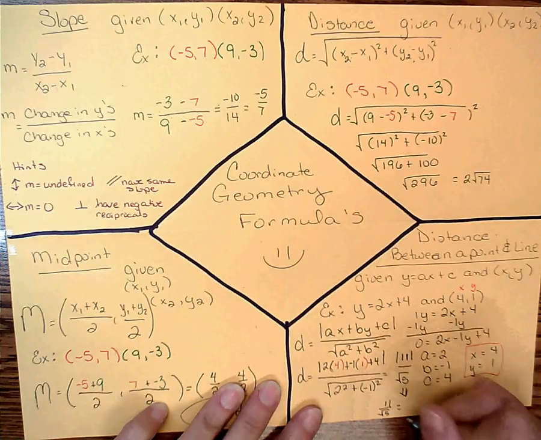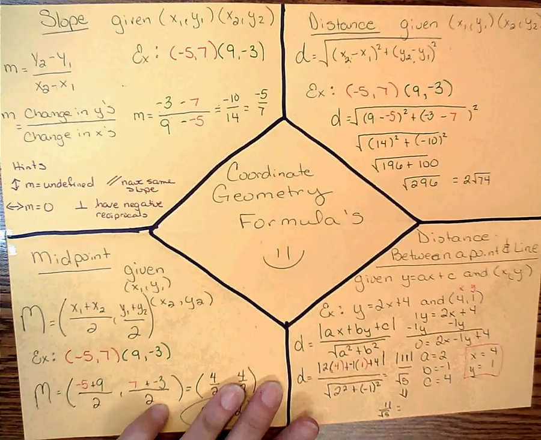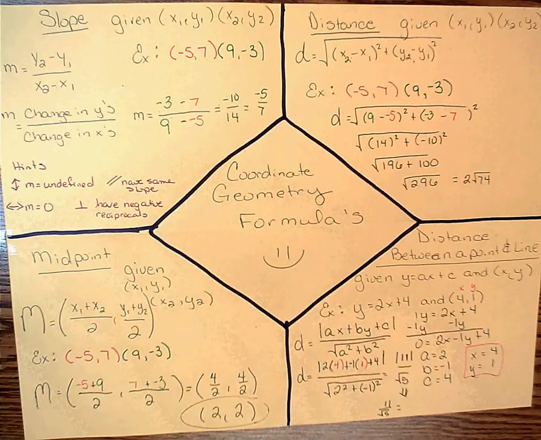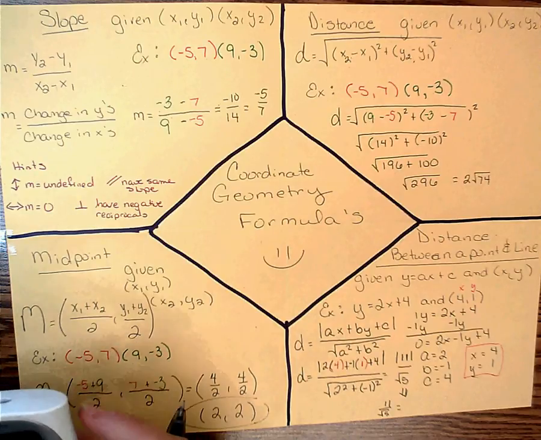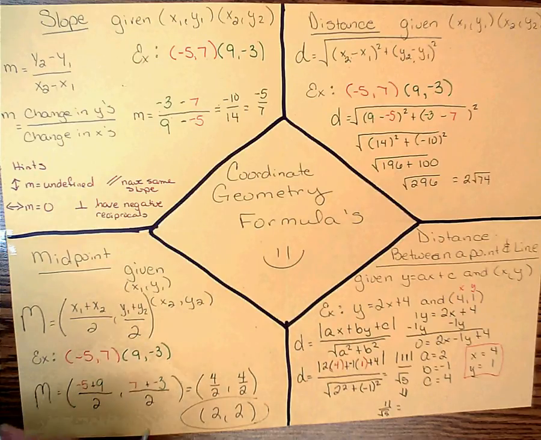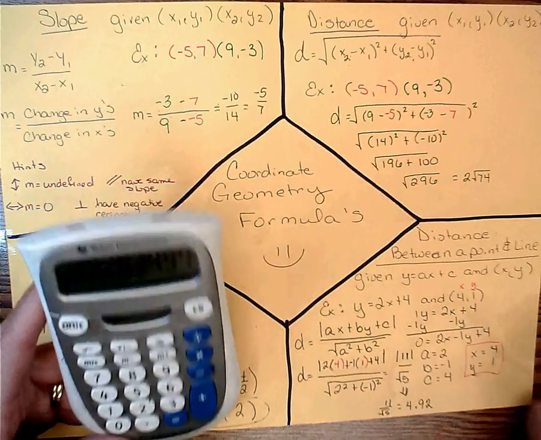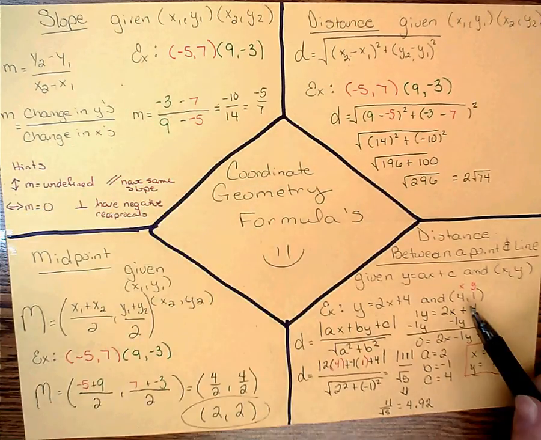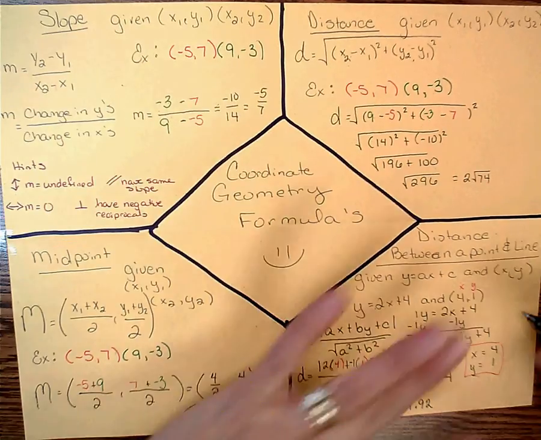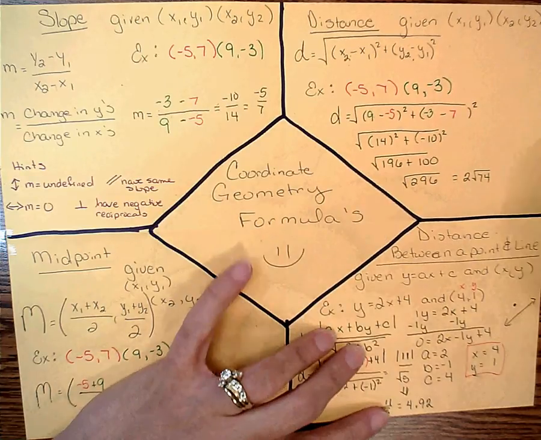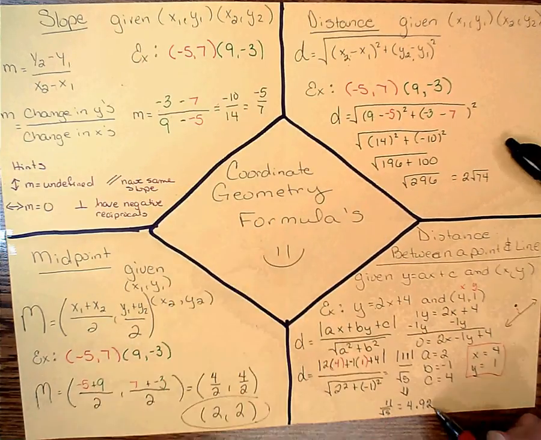And when I put that in my calculator, I should get an answer of... sorry, hold on just 1 second. Okay, so 11 divided by radical 5 gives me an answer of 4.92. So that means the distance between this point and this line, so this dotted line right here, is going to be 4.92.